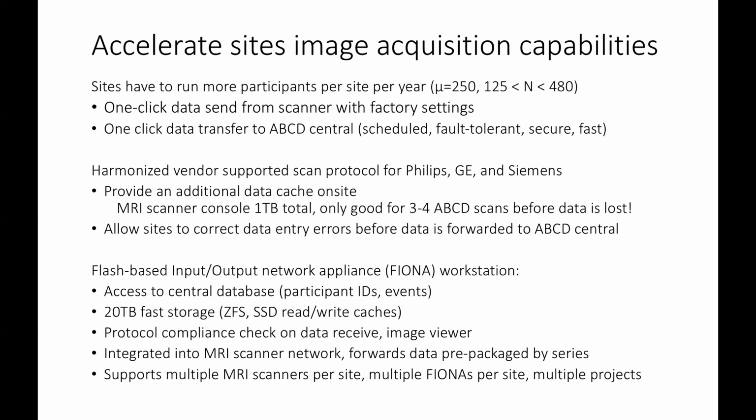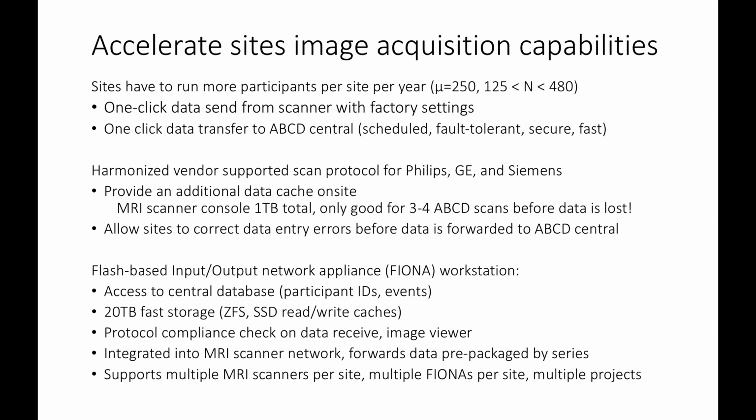In order to allow them to do this, we try to provide a one-click for everything. There is a one-click for the scanner to send the data off the scanner, and I will show you in a minute why. And then a one-click to transfer the data, after it has been reviewed at the site, to ABCD Central, where all the data is finally analyzed and quality checked a second time. We are using this harmonized vendor protocol, so it's actually supported by the vendors. We don't have to do anything specific on the machines. We just install the protocol, and then people can easily use it to collect about 2.5 hours worth of image data for our participants.